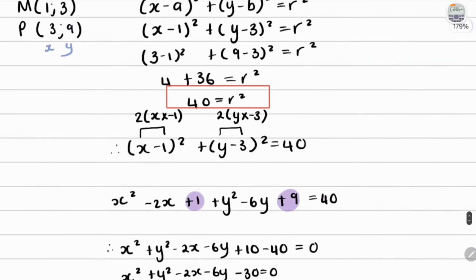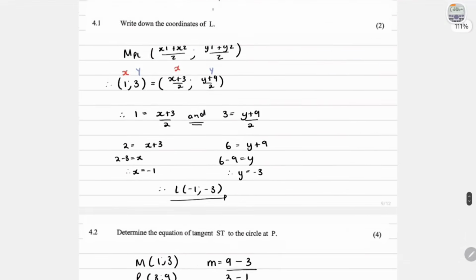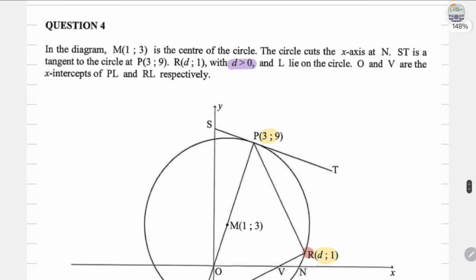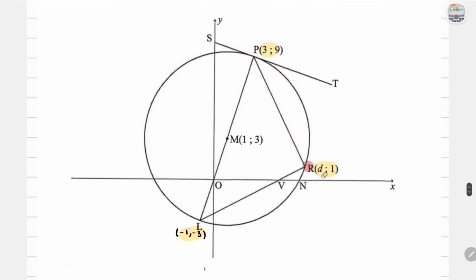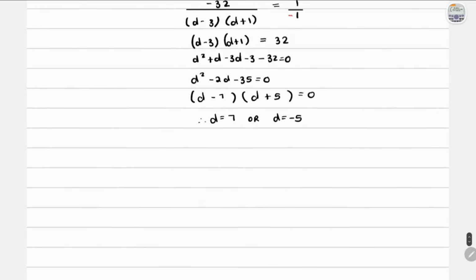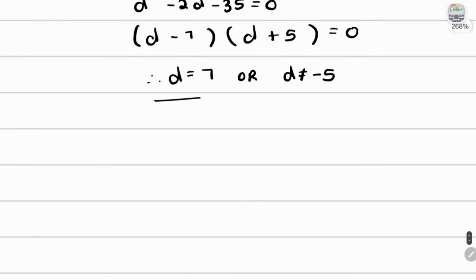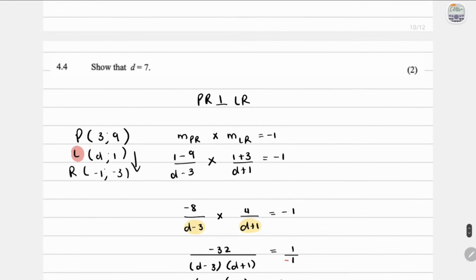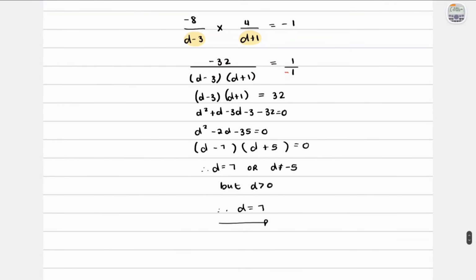And we can look in the diagram to just see where d is. And I remember them saying something about d. Yeah, they told us that d is greater than 0. So keep that in mind. d is greater than 0. So we cannot take the -5. And so we're going to leave that one and tell them that this is our answer. So you can tell them, but d is greater than 0, and say, therefore, d is equal to 7. Okay, so that is our answer for d. That is 4.4. And moving on to the next question.